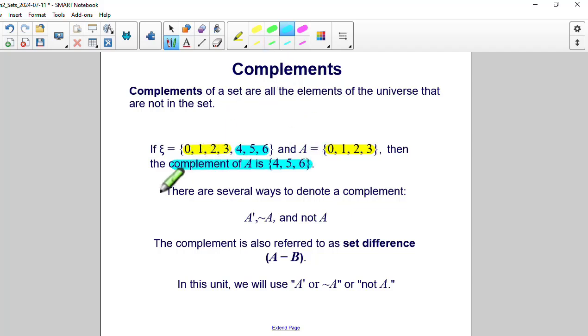There are several ways to denote a complement. One is with A followed by apostrophe, often read as A prime. If you see this symbol in front of the A, that's a tilde, but we read it as not A. Or a third way is to actually say or write out in English, not A. The complement is also referred to as a set difference. If I take set A and subtract B, I would get the complement. In this unit, we will use all three notations, A prime, not A, with the symbol, or the English phrase, not A.